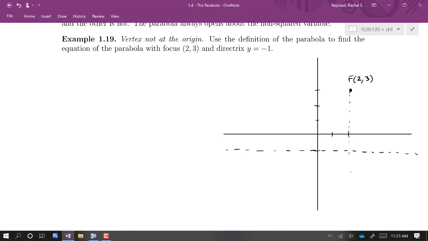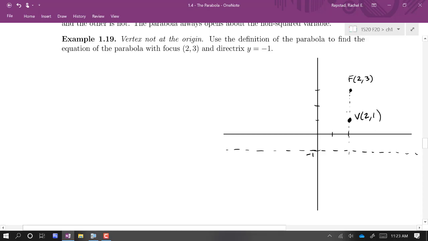And so if this is y equals -1 and this focus is up at y equals 3, that's a total distance of 4, and halfway there we'll put the vertex right here at (2, 1). Okay, so far I've got the vertex. That's what I've figured out.